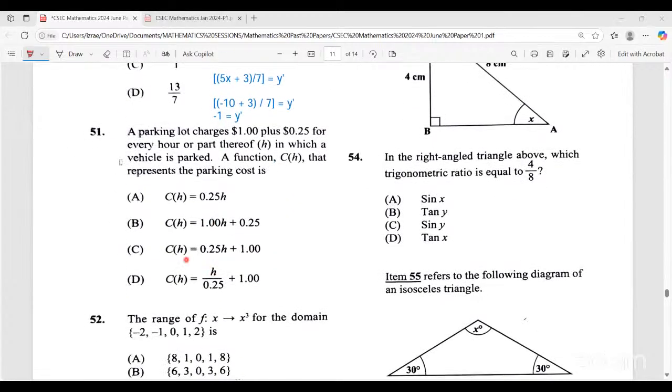All right, going down to 51, the parking lot charges $1 plus 25 cents for every hour or part thereof in which a vehicle is parked. Okay, that's your fixed charge. The function C of h that represents parking costs will obviously be the dollar plus 0.25 by h. And that'll be what, C?